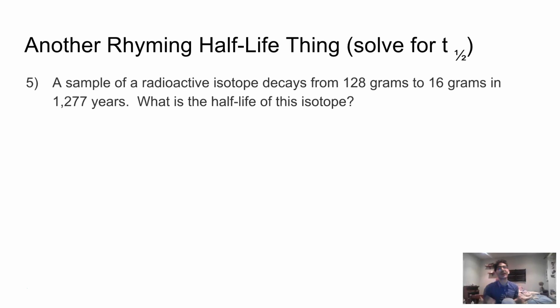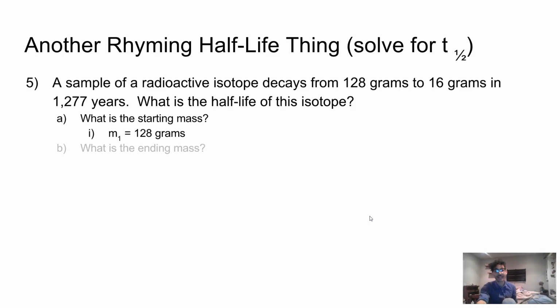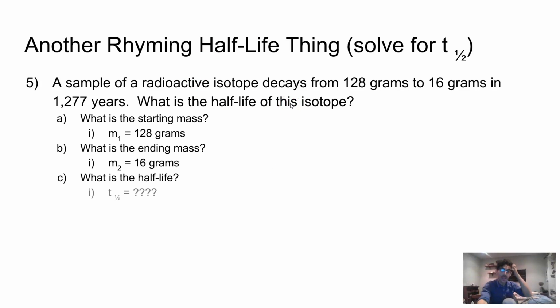Here we've got solving for half-life. So why don't you read over this problem, pause it, and give it a shot. Sweet. You give it a try. Hopefully you came up with what I'm about to do. Let's go through it. So I know the starting mass. It's 128 grams. I know it decays to 16 grams. That's my ending mass. I don't know the half-life. They're pretty clearly asking what is the half-life of this isotope. And I know the total time. It was 1,277 years. So similar to that last problem, since I already know the starting and ending masses, I'm just going to figure out how many half-lives took place to get from here to here.